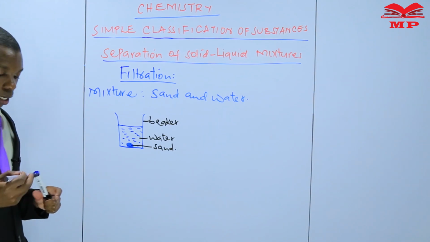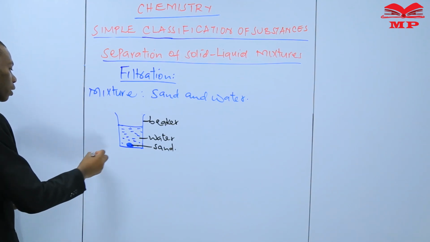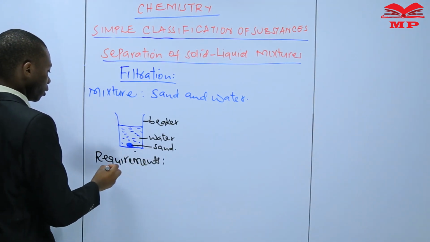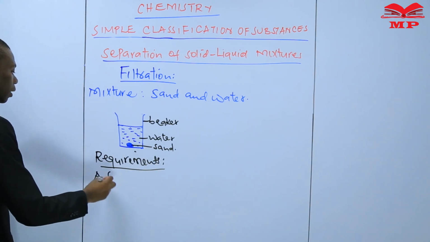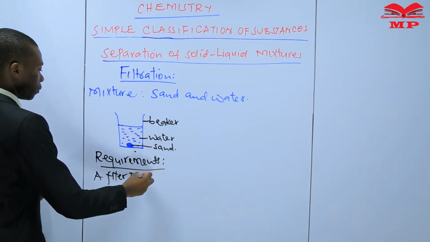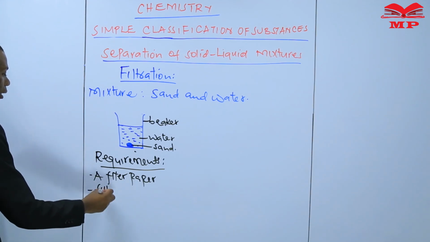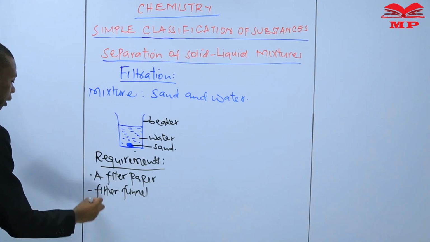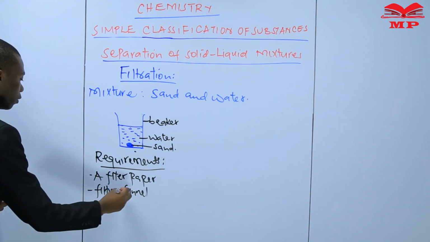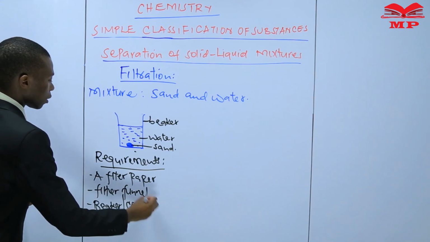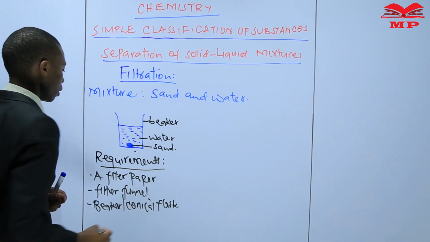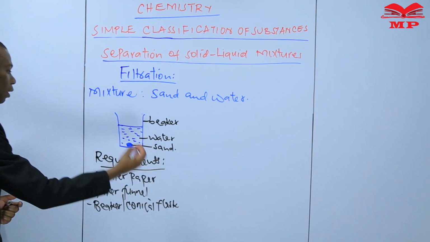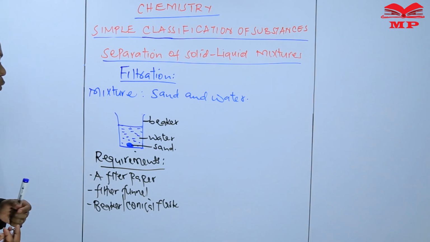In filtration, we need the following requirements. We need a filter paper, a filter funnel, a beaker. If not a beaker, then a conical flask. And now you already have the mixture.